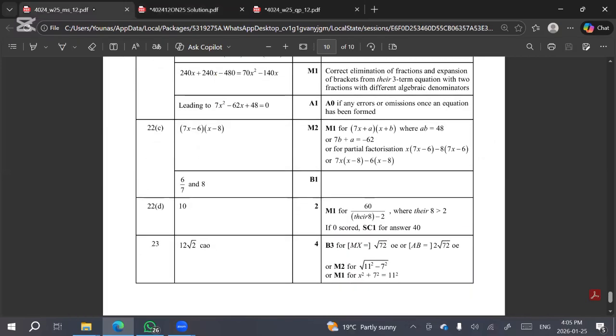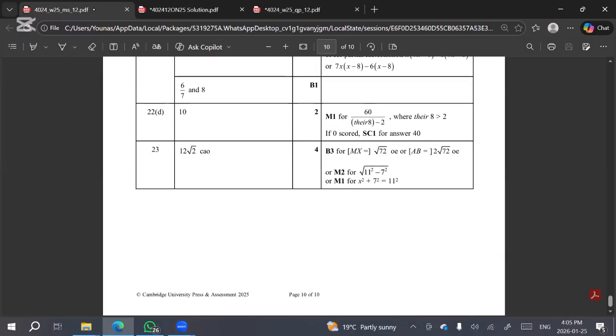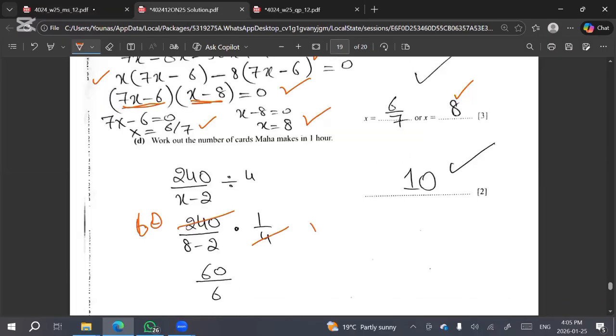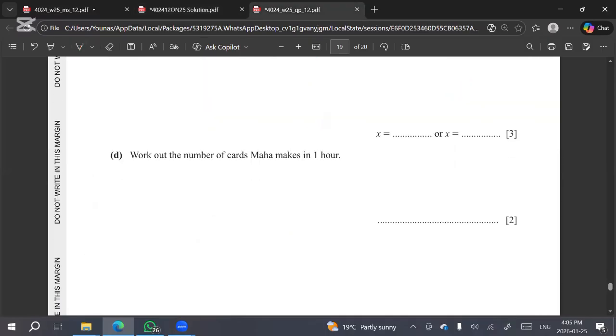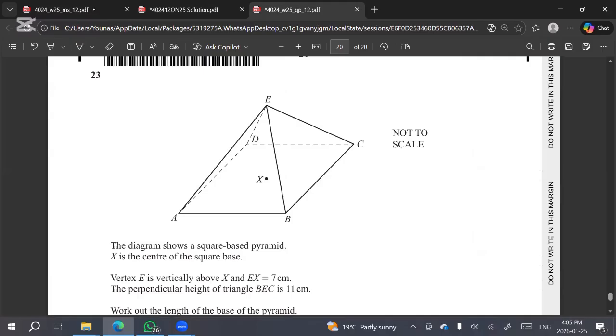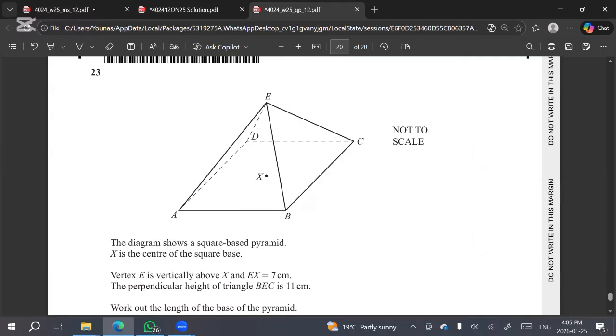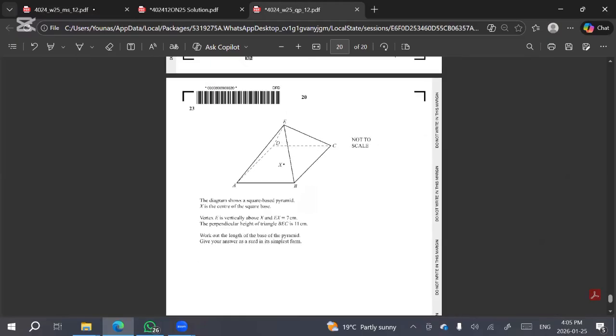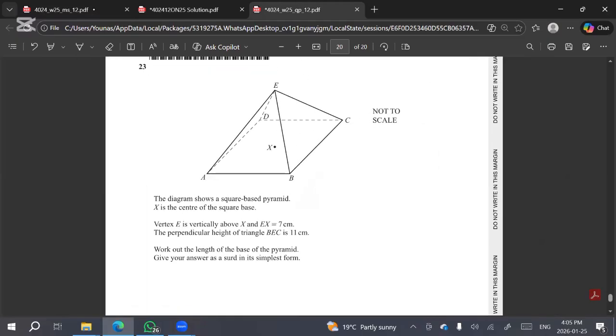So this is how you do question number 22. Let's go to the next part. The next question coming up on your screen is question number 23. The diagram shows a square-based pyramid. X is the center of the square base.